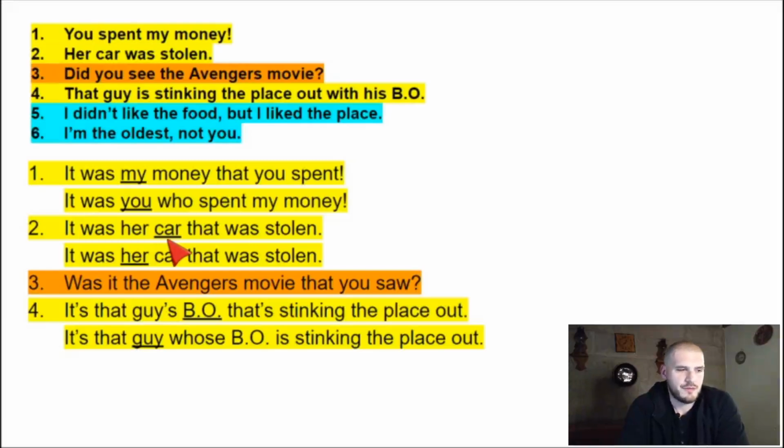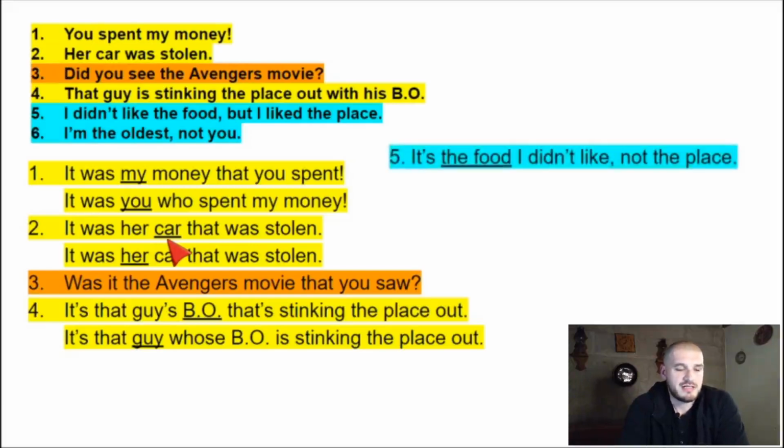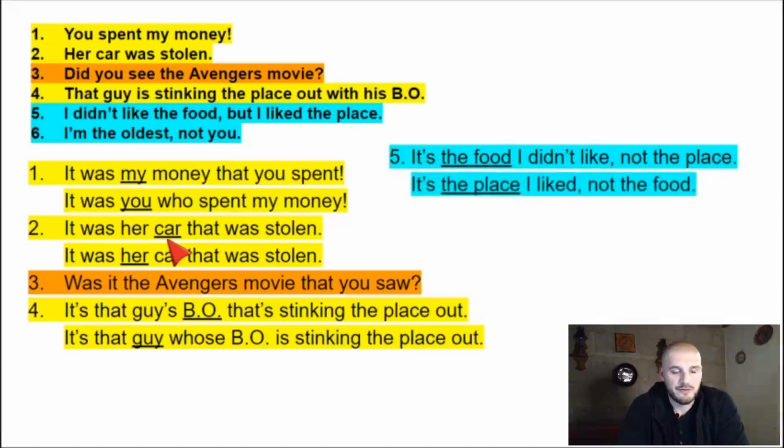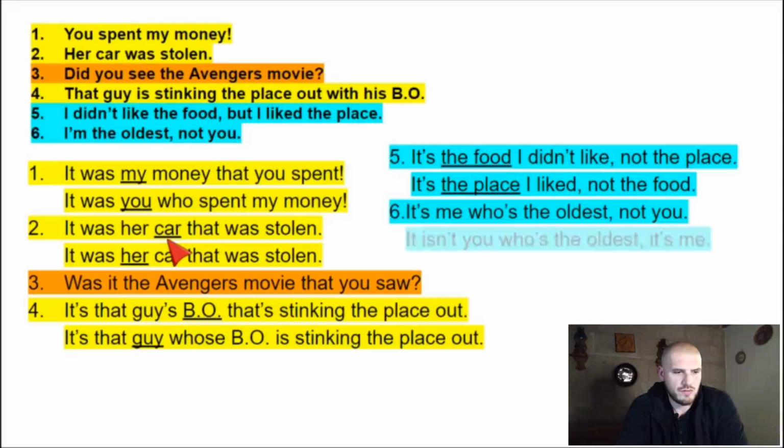And finally, number 5, I didn't like the food, but I liked the place. It's the food I didn't like, not the place. Or it's the place I liked, not the food, right? It depends on what you want to focus on. And number 6, it says, I'm the oldest, not you. It's me who's the oldest, not you. It isn't you who's the oldest, it's me. Okay? So these are all cleft sentences. I am focusing on the thing that I want to focus on.